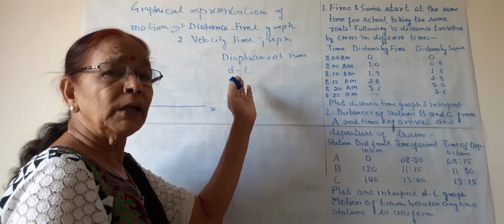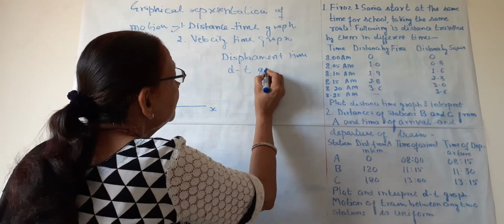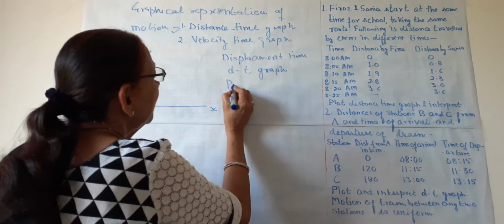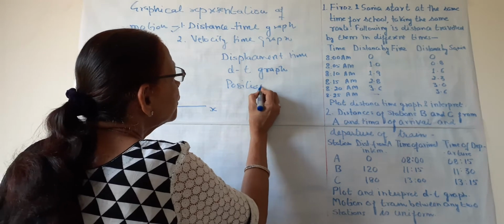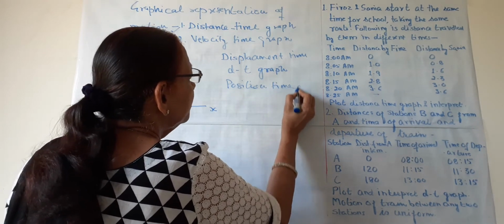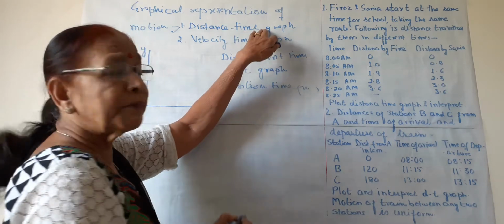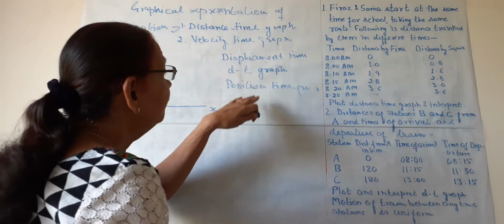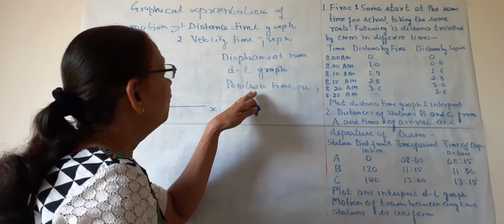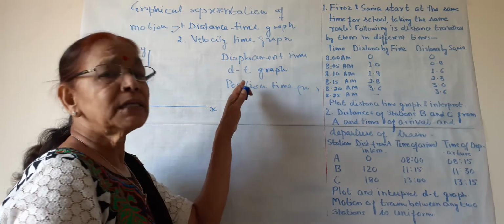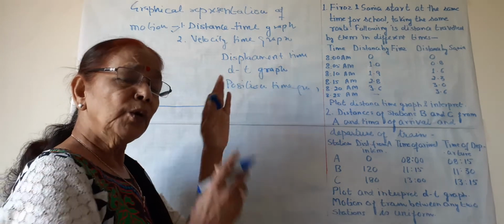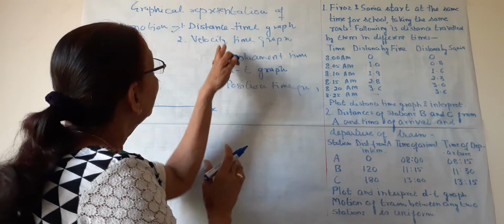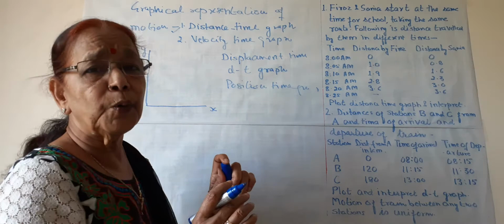and in short we call it DT graph, distance or displacement time graph. And there is one more term for this graph, and that is known as position time graph. So for this distance time graph we can call it displacement time graph or DT graph or position time graph. Why position? Because by this graph we can know the position of the moving body or moving object.